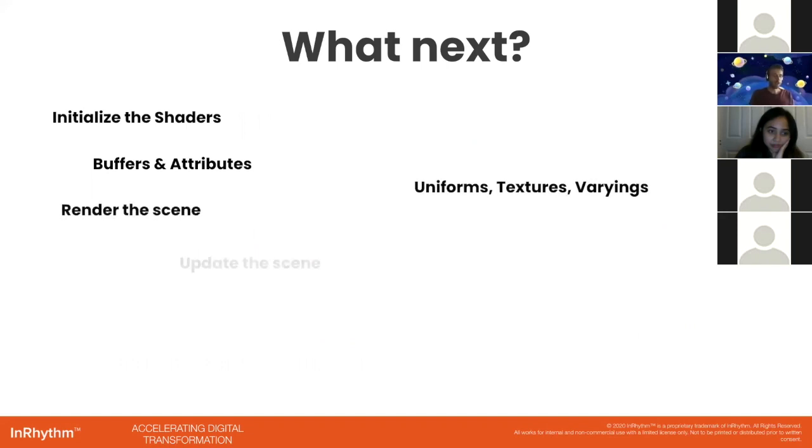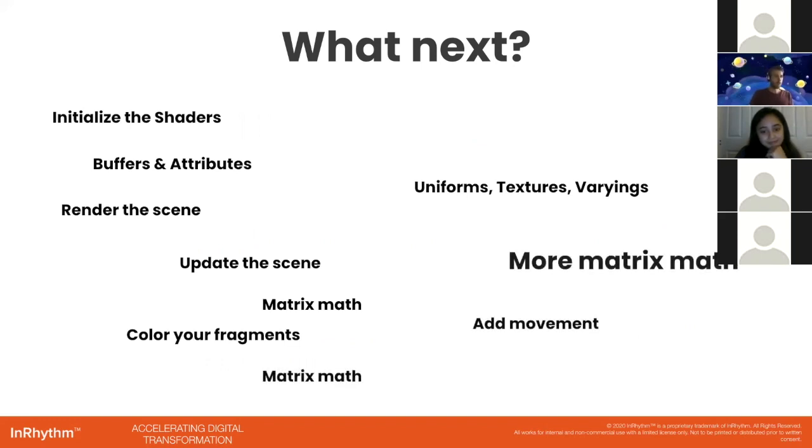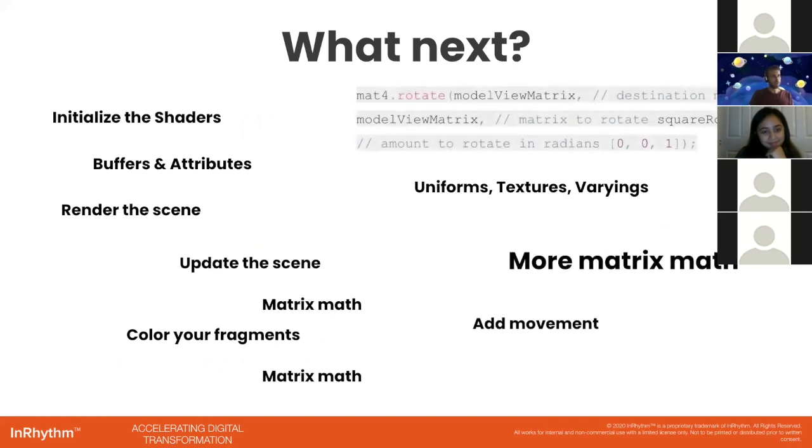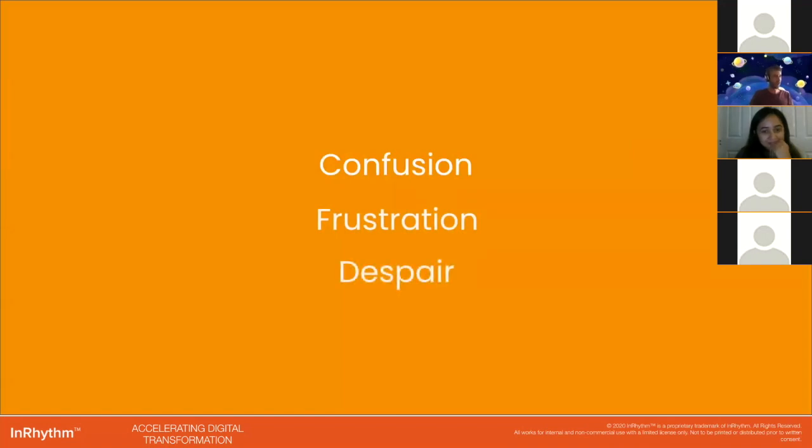You have to render a scene. Then you're updating the scene to make sure it's animating properly. You do matrix math, coloring different fragments, more matrix math. You add movement, there's more matrix math. You start to see code like this, and very quickly, it got super overwhelming. These are things that I experienced: confusion, frustration, and despair.